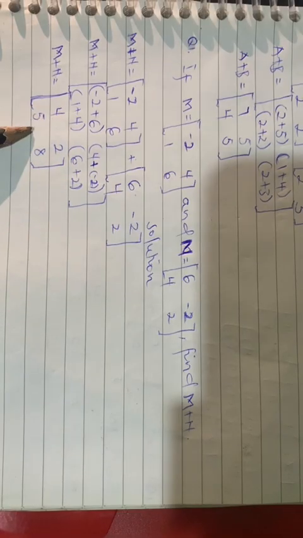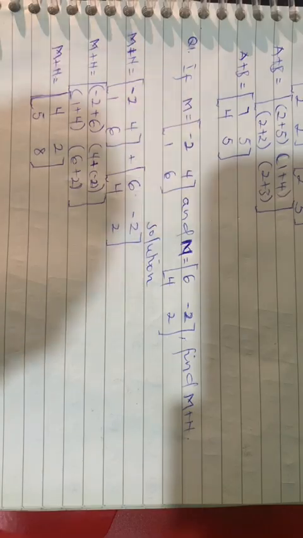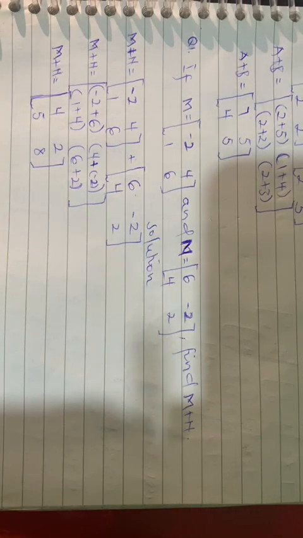1 plus 4 gives you 5. So that's it. Very, very simple. So that's how we perform the addition in matrices. It's not difficult. It's very, very easy. So our next topic, let's talk about the subtraction.